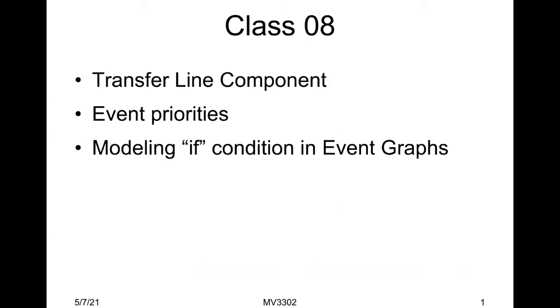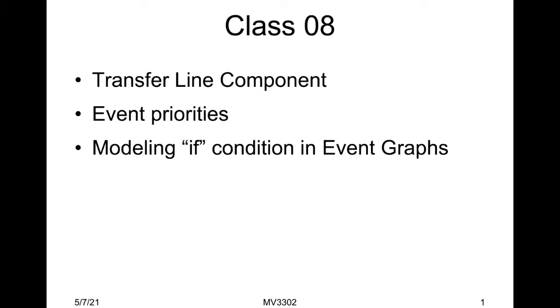Today, first, I'm going to give another model of the transfer line that we talked about yesterday and do it in a component-like way, just as we did for the simple server from yesterday. And then I'm going to talk a little bit about event priorities, because even though for most of what we do here that's not going to be so much of an issue, it's something that eventually comes up.